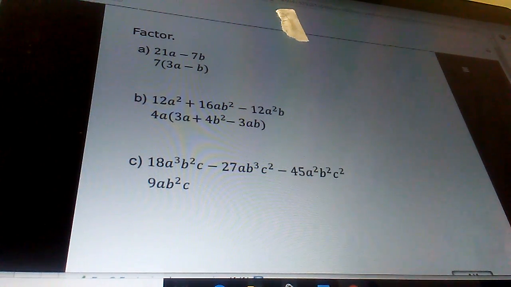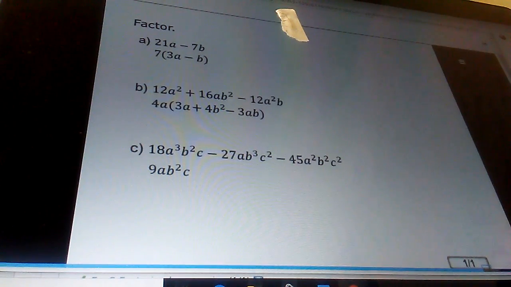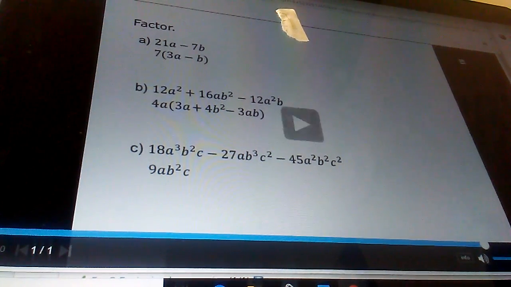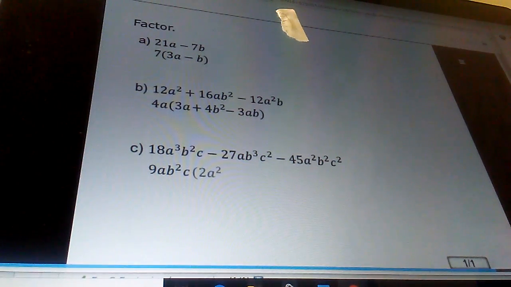Now divide each term of the original expression by 9ab squared c to find the other factor. 18a cubed b squared c divided by 9ab squared c is 2a squared.